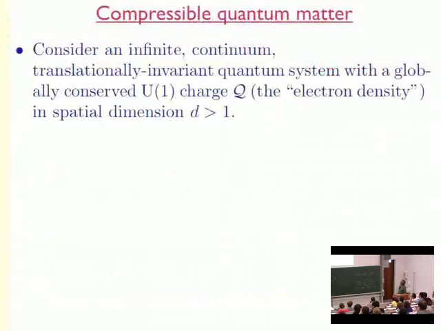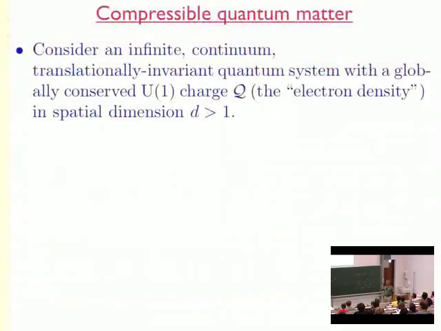Let's, for simplicity, imagine we are in the continuum. You could put a lattice if you want, but for now, imagine you're in the continuum. You take any quantum field theory you want. All I ask is that it be translationally invariant, and there'll be a conserved U(1) charge, and I'll call the charge density Q. Typically in condensed matter, that would be the electron density, but it could be the spin density, it could be any conserved quantity.